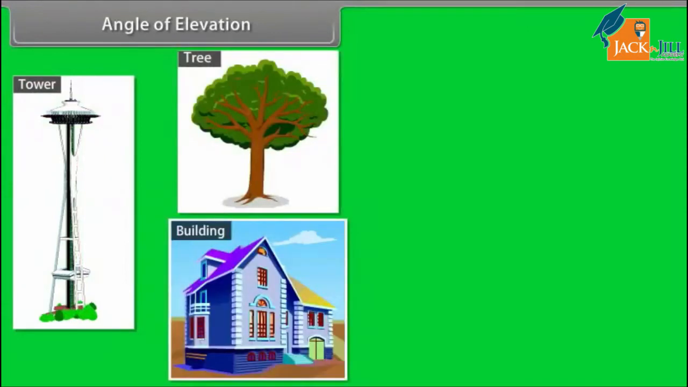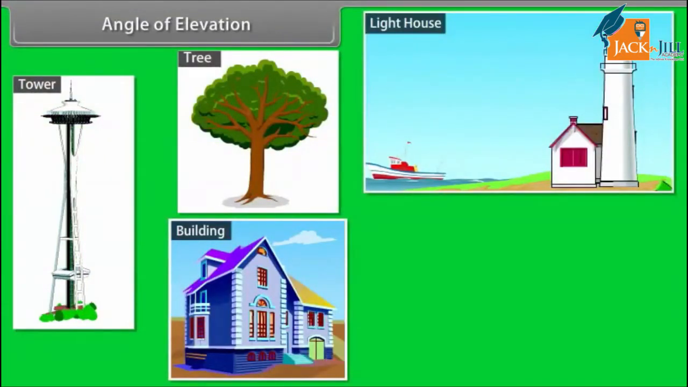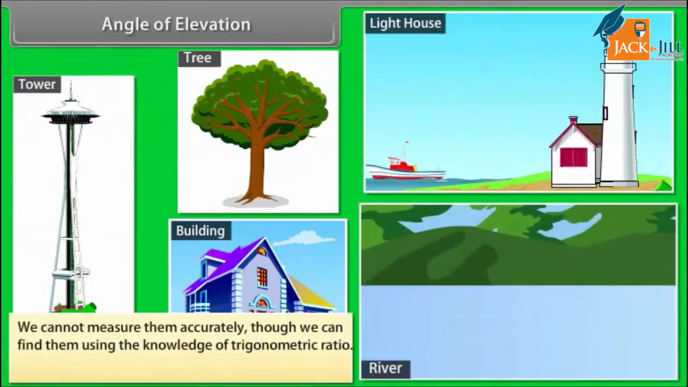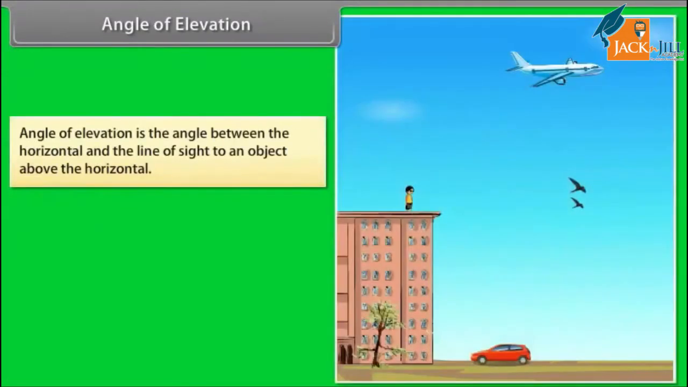Angle of elevation. Sometimes we are required to find the height of a tower, tree, or building, and distances of a ship from a lighthouse, width of a river, etc. We cannot measure them accurately, though we can find them using the knowledge of trigonometry ratios. The word elevation means rise or move up. Angle of elevation is the angle between the horizontal and the line of sight to an object above the horizontal.